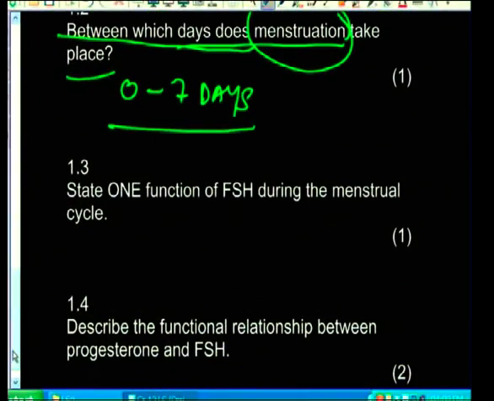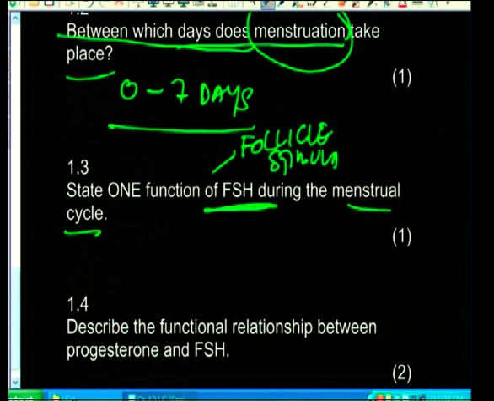State one function of FSH during the menstrual cycle. Now, to understand that, simple, what is FSH? It's called follicle stimulating hormone. Now, asking this question is like asking, what is the color of Napoleon's white horse? No points for guessing, it would be white, obviously. Napoleon's white horse is white.